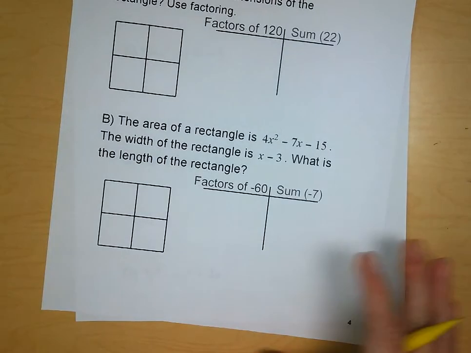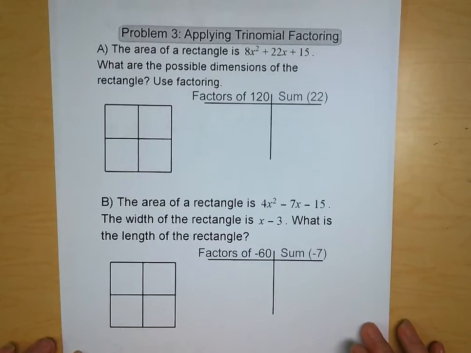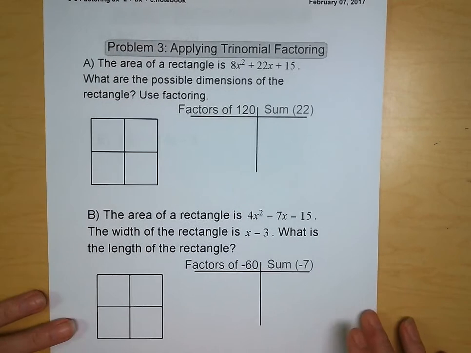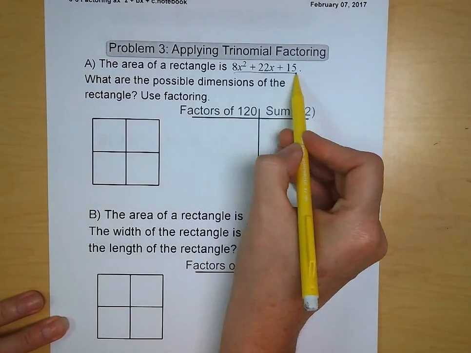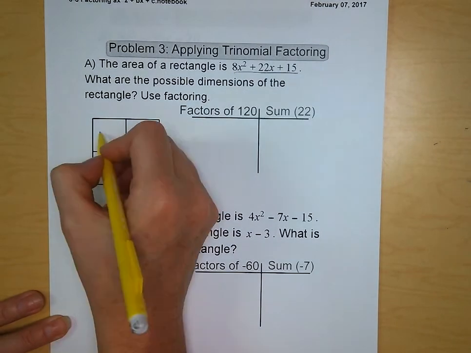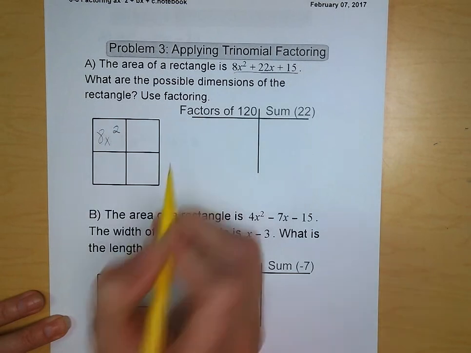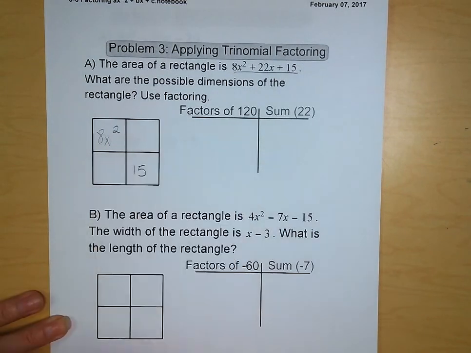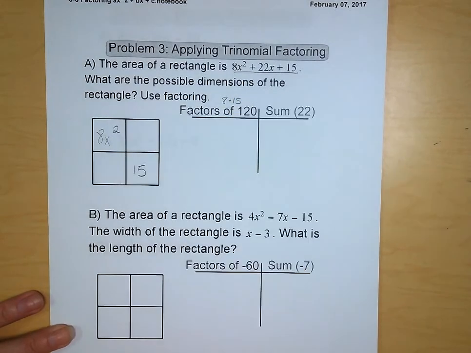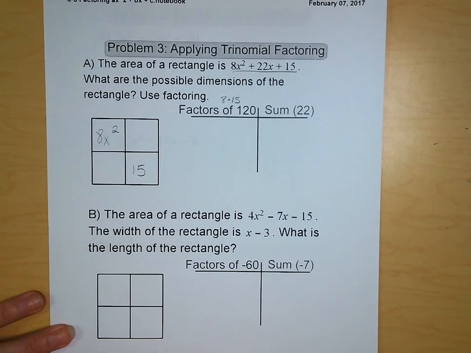For problem number 3, we're going to work on applying trinomial factoring. So we have the area of a rectangle is 8x squared plus 22x plus 15. We want to know what our possible dimensions are, so we're going to factor. So we plug in what we know, 8x squared and a positive 15. And 8 times 15 is 120, and that's what we're going to try to find the factors of.